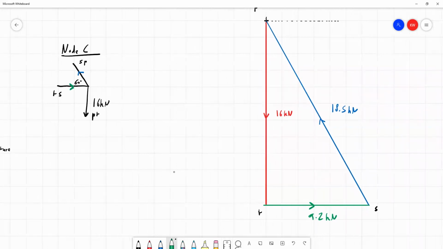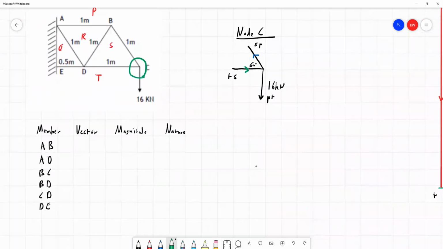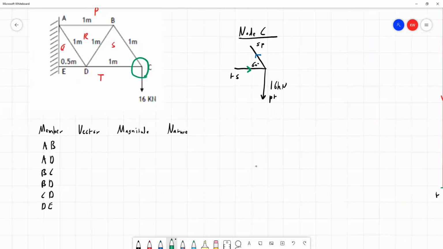We can take this over here to our table. So what have we said? We have said that BC is represented by the vector SP or PS. It doesn't really matter on the table which way around it is. And we've said that DC or CD is represented by the vector TS. We found out that BC was 18.5 kilonewtons in magnitude, and we found out that its nature is that it's a tie because the internal force is pointing away from the node.